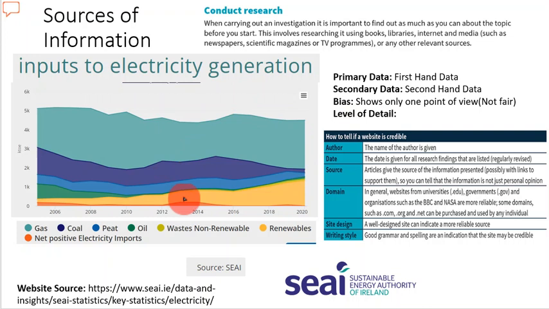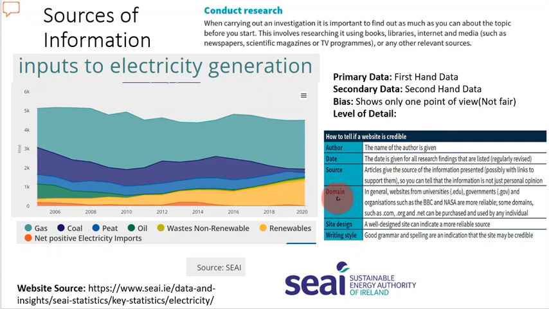A lot of the information that you're going to gather will be gathered online on websites. So when you're looking at a website, these are some of the things that you need to take into account. You want to look at the author: is the name of the author given, or who generated the information that's on the website? That's a big one.